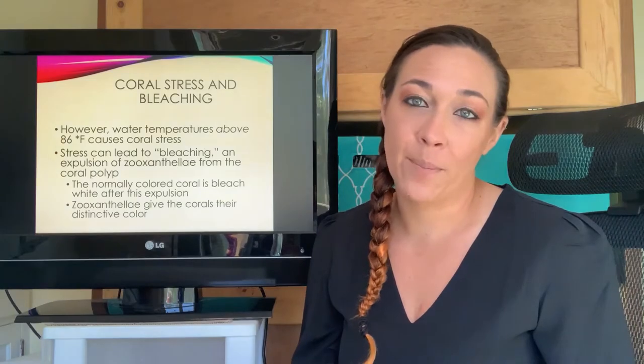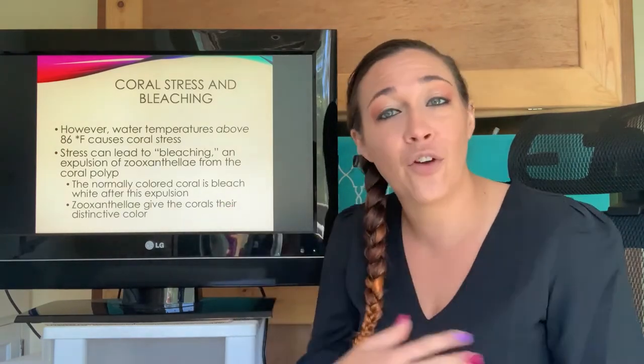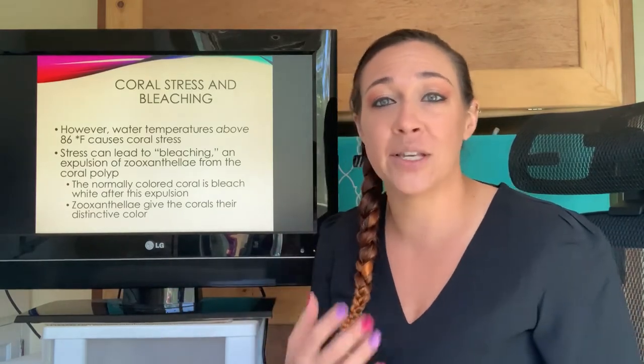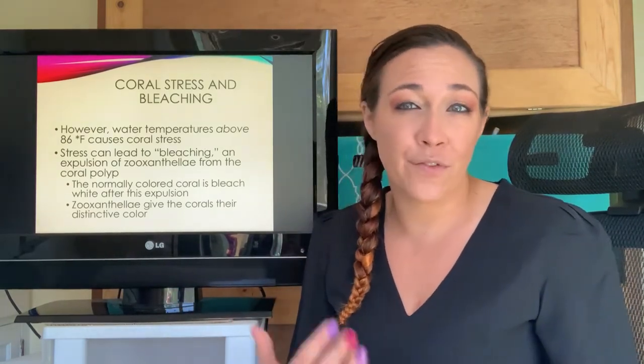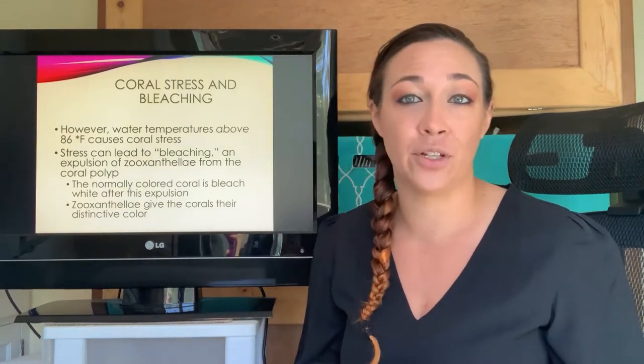Again, we already talked about what happens when they bleach. Essentially, they eject these little zooxanthellae from inside of their tissues outwards. And then, therefore, the zooxanthellae die because they don't have a place to live. And the corals eventually will starve and die off because they were not able to feed themselves efficiently enough.